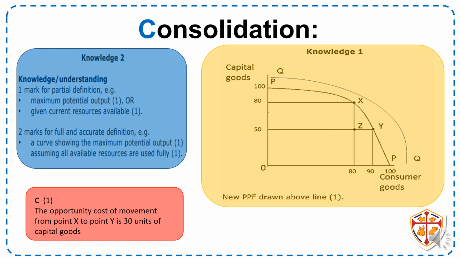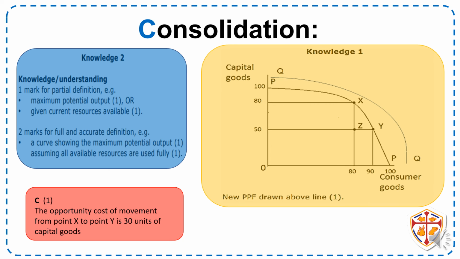Let's consolidate your learning by looking at the mark scheme and going over the answers. For the first question, you needed to define what a PPF is for up to 2 knowledge marks. An example answer is a curve showing the maximum potential output assuming all available resources are used fully.